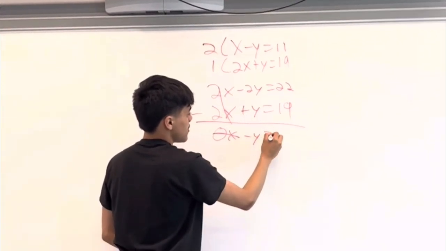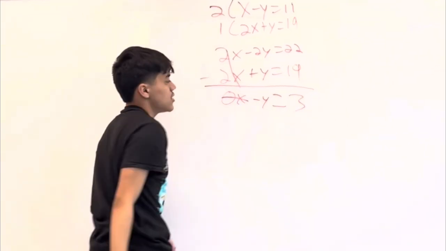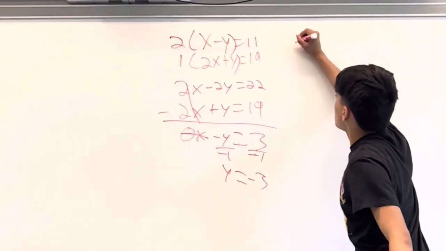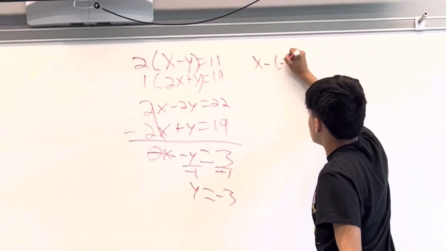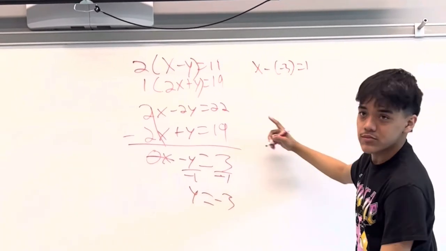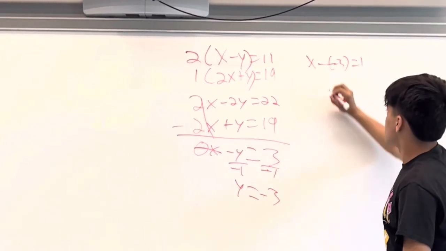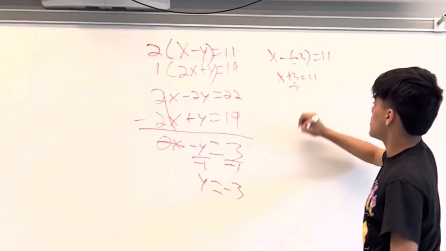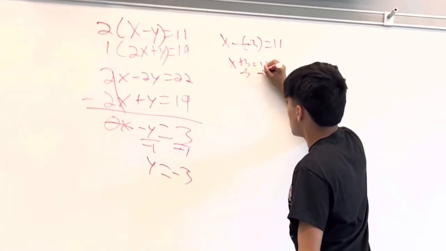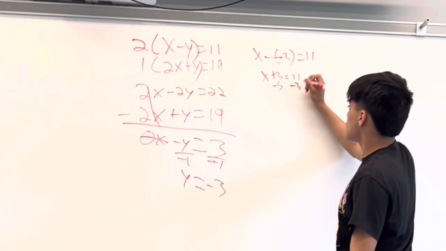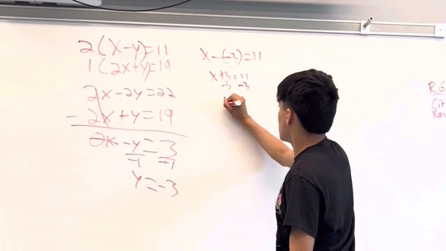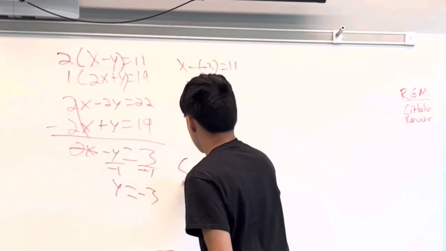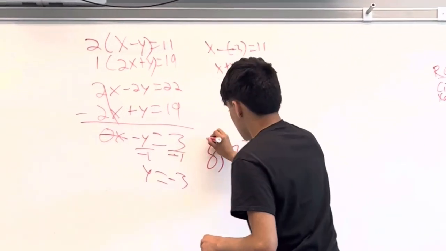This would be y. 22 minus 19 will give us 3. And we've got to plug y into our first equation so we can find out what x is. So it would be x minus negative 3 equals 11. This equals a plus sign, so it would be x plus 3 equals 11. So minus 3, the opposite of addition is subtraction. We do the same thing to our answer, which would give us 8. So x equals 8. And putting that in point form, that would give us 8, 3. And that's your answer.